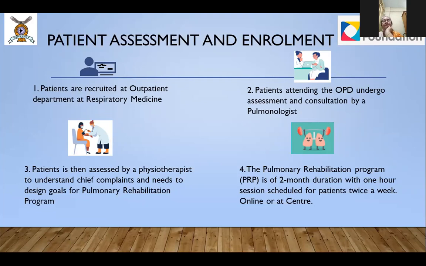So as per our SOP, our patient goes through the pulmonary department and is seen by a pulmonologist. Then the patient is referred to the physiotherapist. Physiotherapist assessment is done, and then the rehab program is started. Next slide.